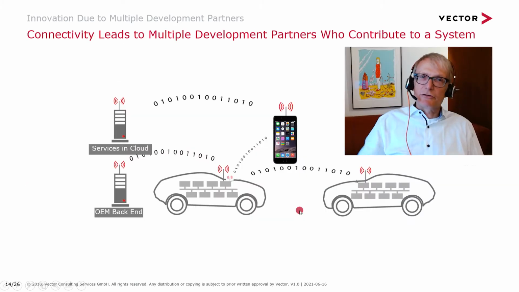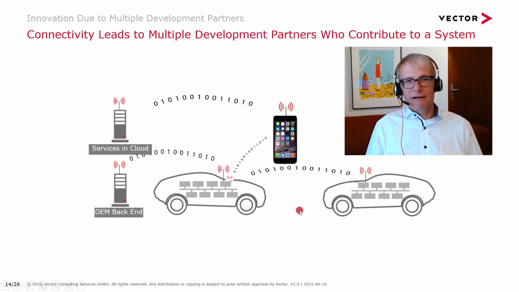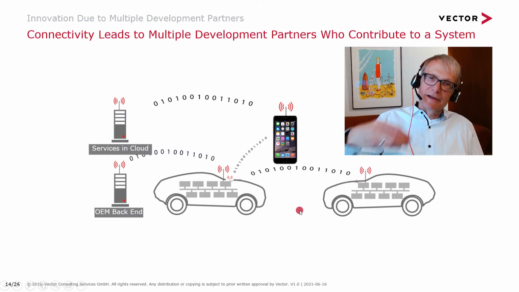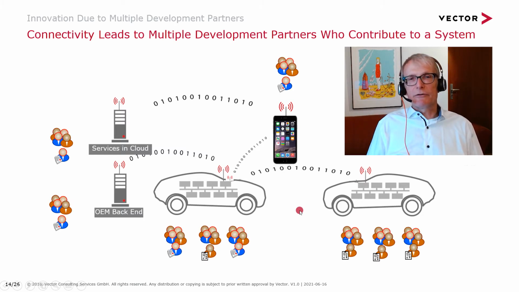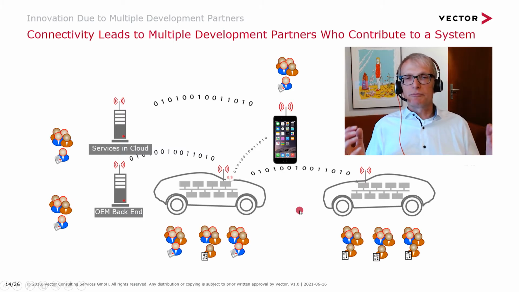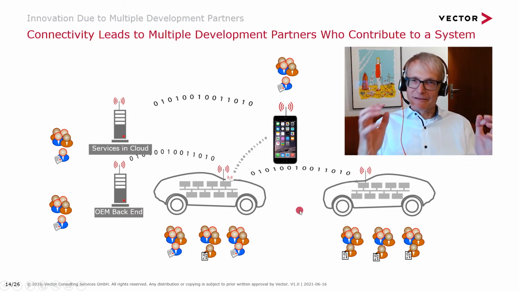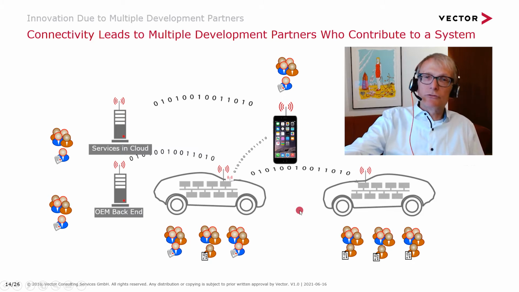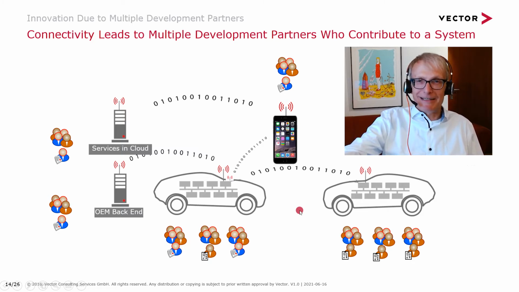So now we see a connected system. We see a car connected to an OEM backend. We see services in the cloud. We see the smartphone. We also see a connection to another car. So also there are development teams behind all of this. And how can this be brought together to develop one system? You need to coordinate all these development teams.